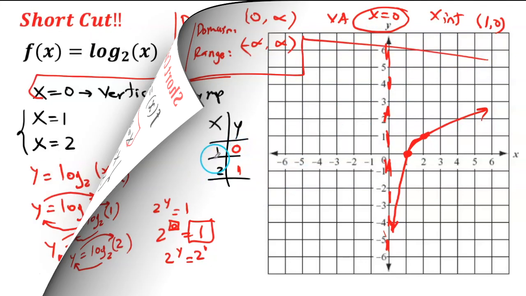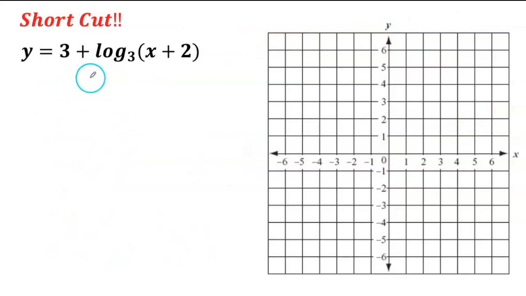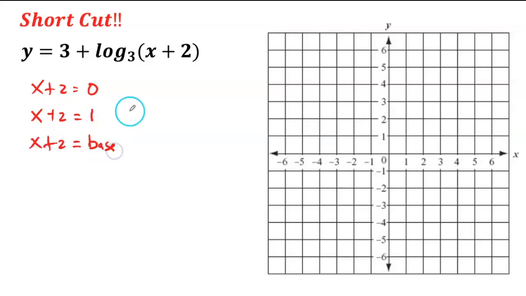Let me give you another example. Now, this example is much more confusing. It has more information, but that's the idea. Let's use a shortcut. Instead of doing the exponential and coming back to the logarithmic function, let's go straight to the shortcut. The inside, not just the x, the whole inside, I'll make equal to 0, equal to 1, and equal to your base. In this case, my base is 3. And from there, I find the values of x.